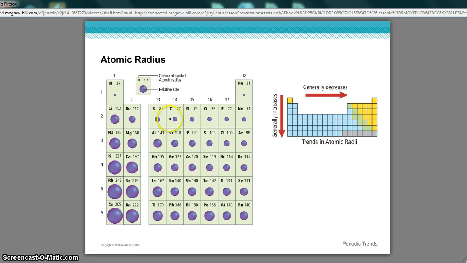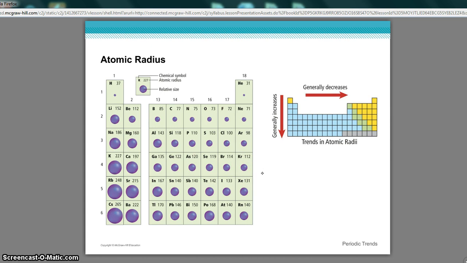Because neon has more protons, then in that second shell, the electrons are more attracted to the nucleus, making a neon atom smaller than the rest of the atoms in the second shell. When you go down to the third shell, it starts over. Sodium would be the biggest, and then it gets smaller as you go across. Then you get bigger with another shell. Potassium is the biggest. It gets smaller as you go across.